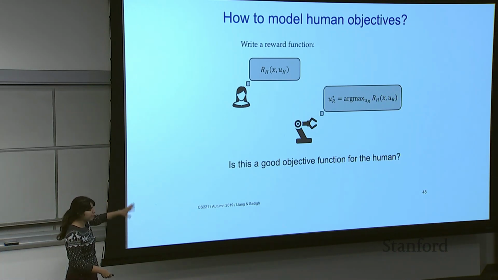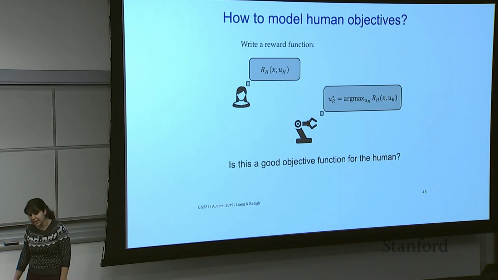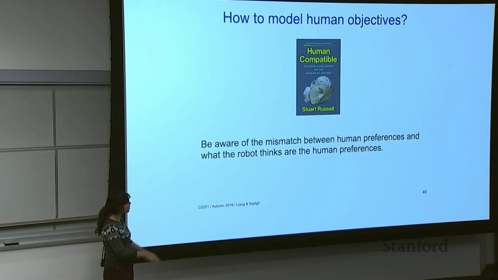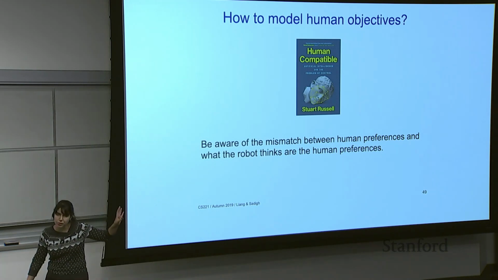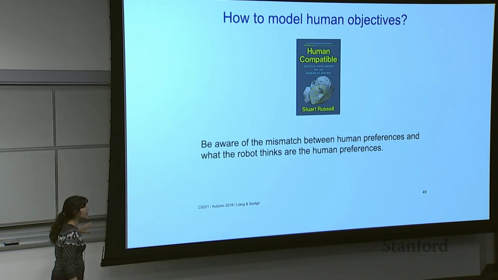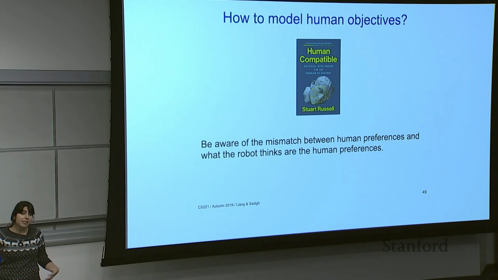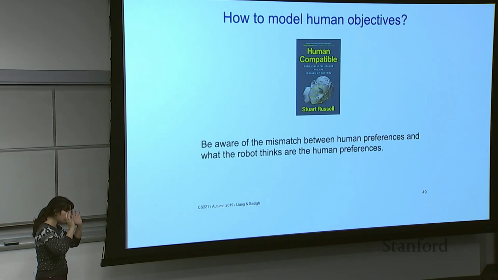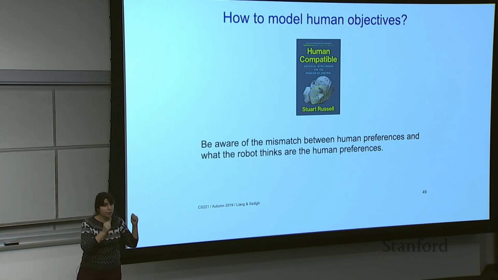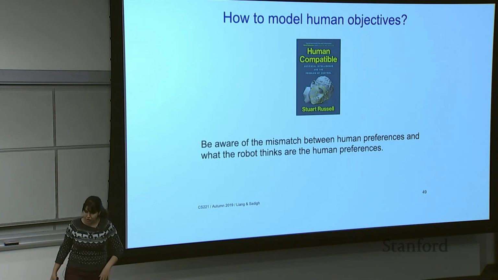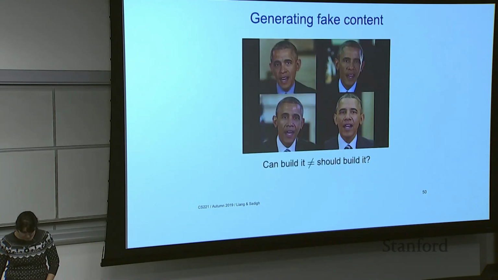This is something that I'm very interested in, and in my group we focus on that a lot. Another work that has recently come out on this is the new book by Stuart Russell, Human Compatible. Basically what Stuart is arguing is that there's a mismatch between what humans actually want, the reward function that's in their head, and what the AI system or the robot thinks the human wants. Those two are not always the same thing, and that could cause a lot of issues. So, interesting book, take a look.